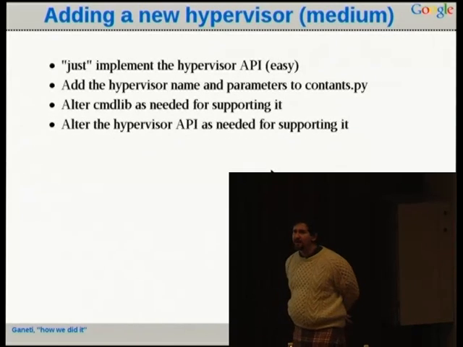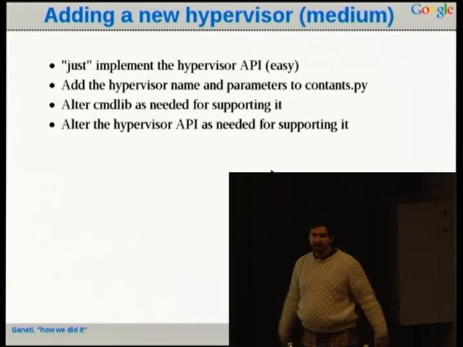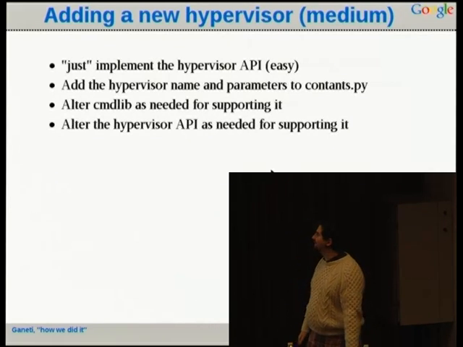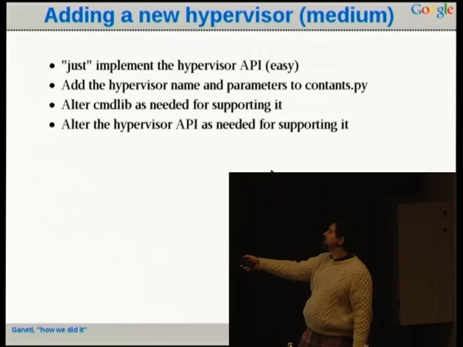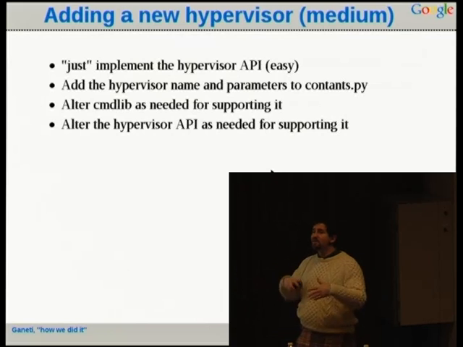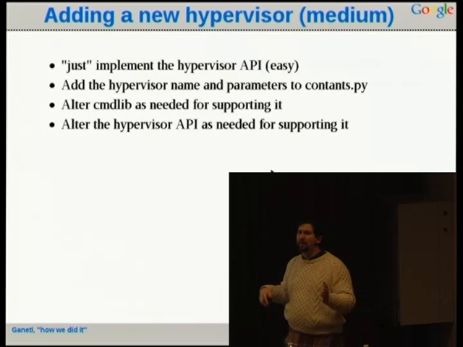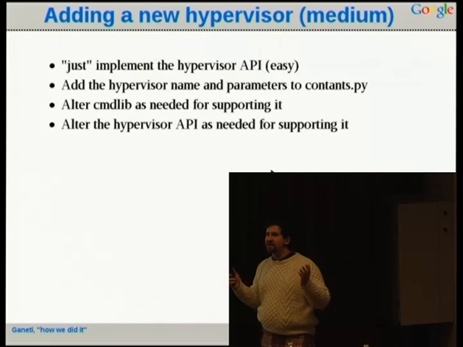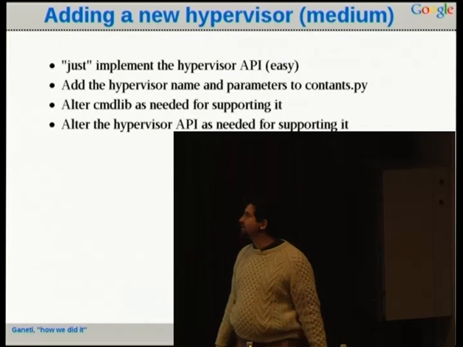Adding a new hypervisor, again, Xen, KVM, LXC, maybe you want VirtualBox, which we don't have right now because nobody ever did it. How would you do it? Well, just implement the hypervisor API. This is very easy, actually. Just a bunch of commands. You don't have to implement them all. On some of them, you can just return, like, unsupported operation.